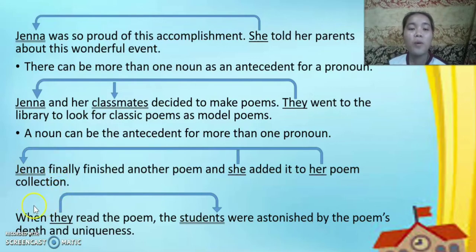And it could also be possible that a pronoun will go first sa iyahang antecedent. So, mag-una siya sa antecedent, just like this example. When they read the poem, the students were astonished by the poem's depth and uniqueness. So, here, nag-una ang pronoun na they. And this pronoun refers to or substitutes the antecedent students. Ang students yung gi-refer kaning they. So, that's it, class. Remember those points, okay?